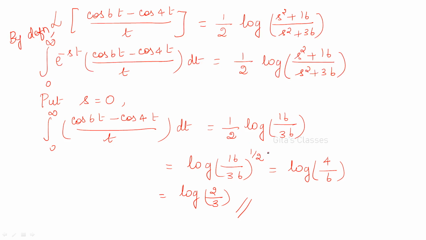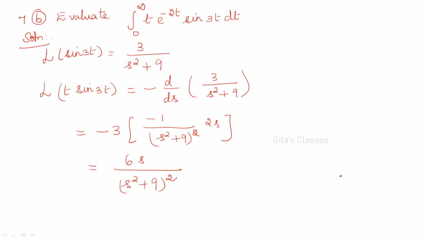And 1 by 2 means power, you can bring it to the power, that is root of 1 by 2 means root of, right? So if you take the square root, you will be getting 4 by 6, log of 4 by 6. 4 by 6, if you simplify, if you cancel, this is 2 by 3, log of 2 by 3. Okay, that is the answer.